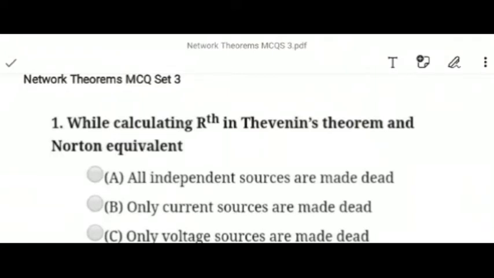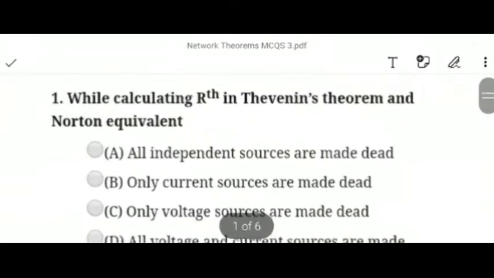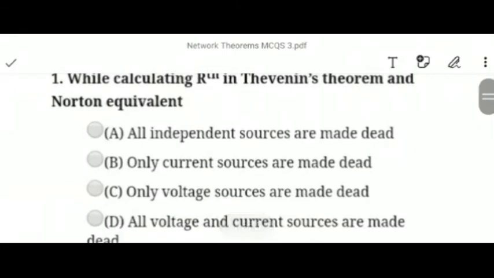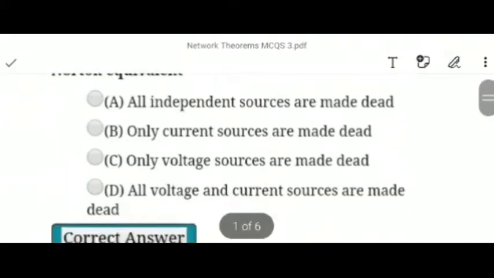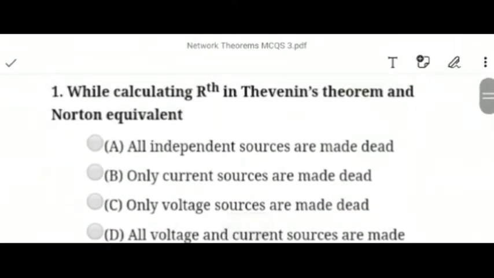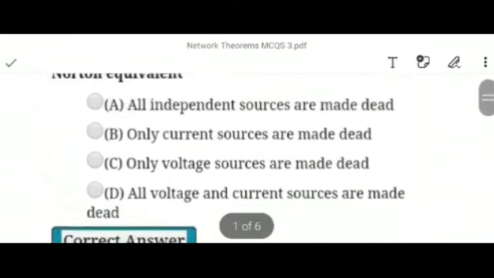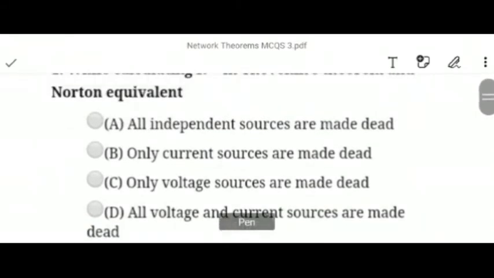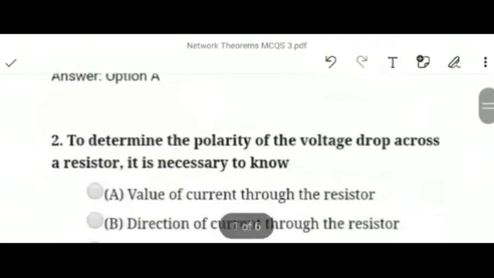Our first question is, while calculating RTH in Thevenin's theorem and Norton equivalent, the options are: all independent sources are made dead, only current sources are made dead, only voltage sources are made dead, all voltage and current sources are made dead. So here, while calculating RTH in Thevenin's theorem and Norton's theorem, all independent sources are made dead. Option A will be the correct answer.